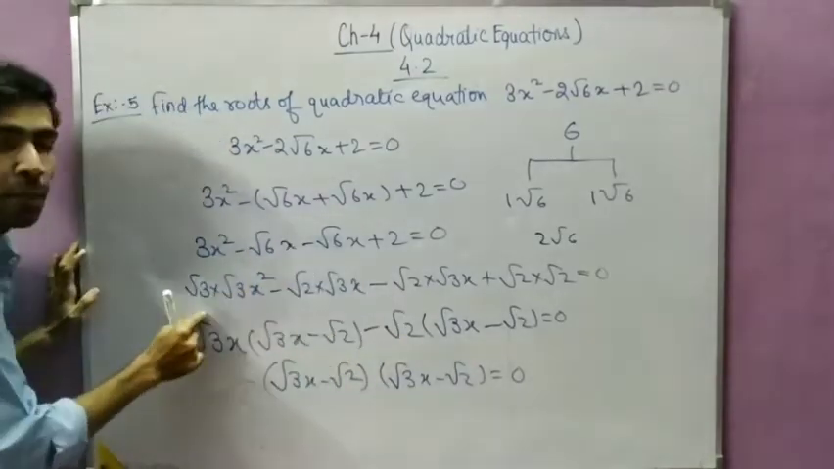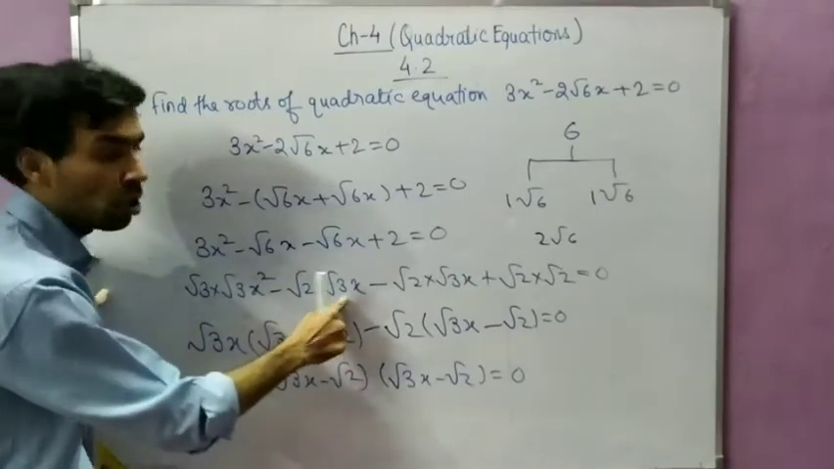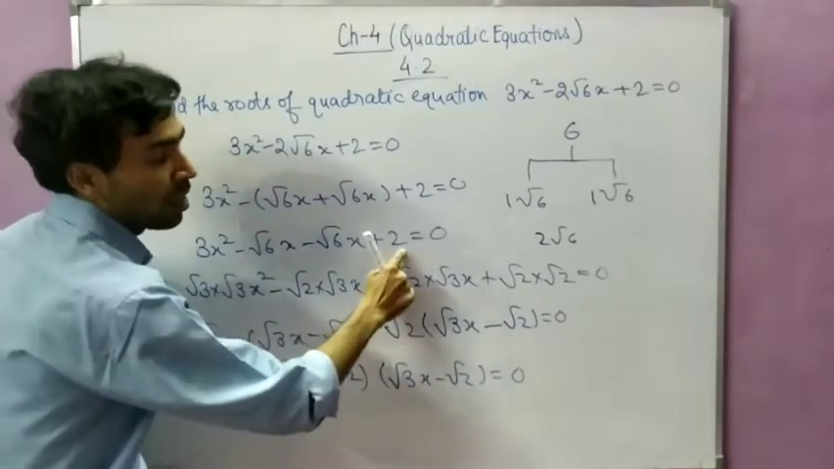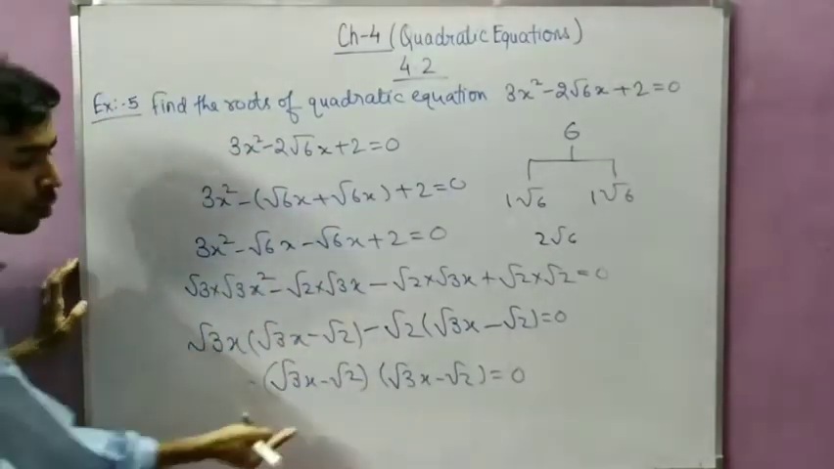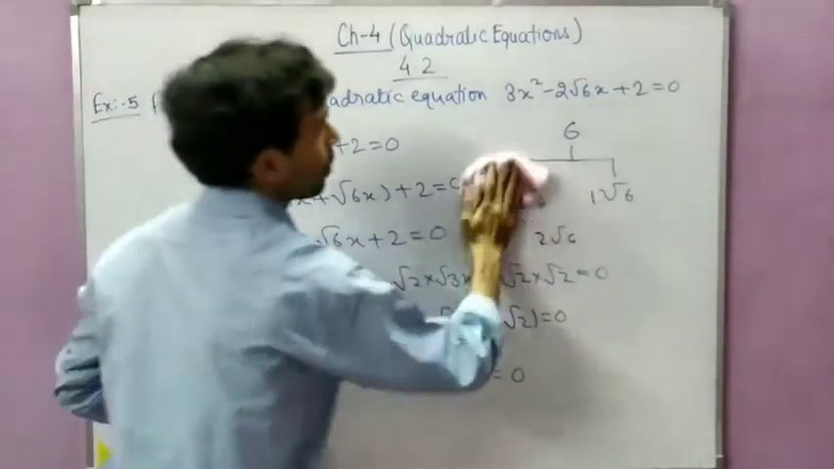So 3x square can be written like this. Root 6 can be written as under root 2 into under root 3. This is also written as under root 2 into under root 3. And the last term is written as under root 2 into under root 2. After solving them, we got this expression. Okay.